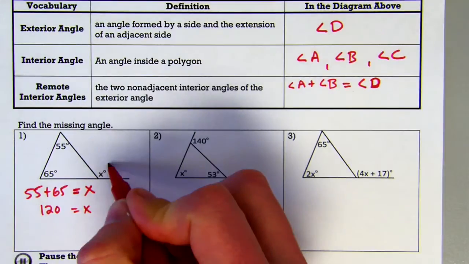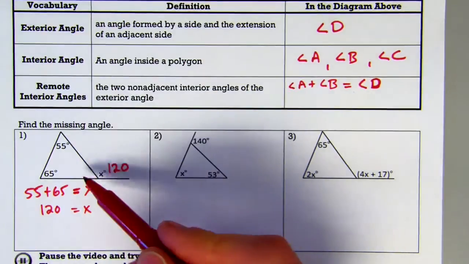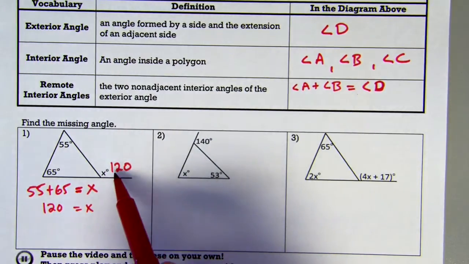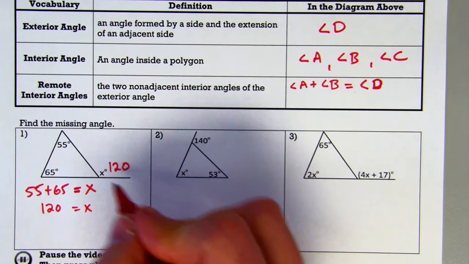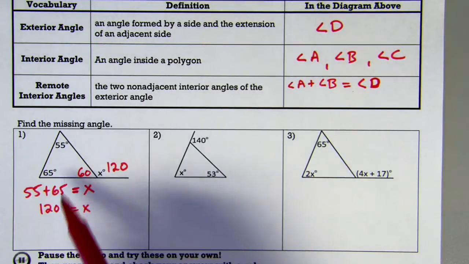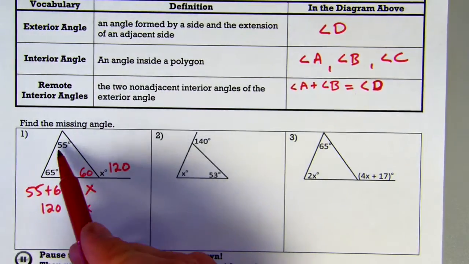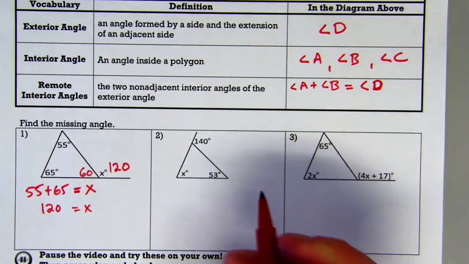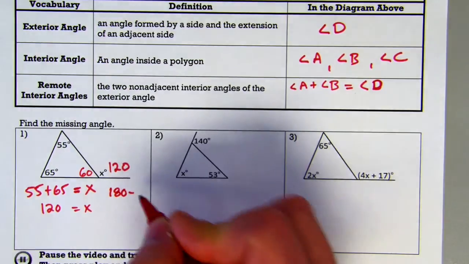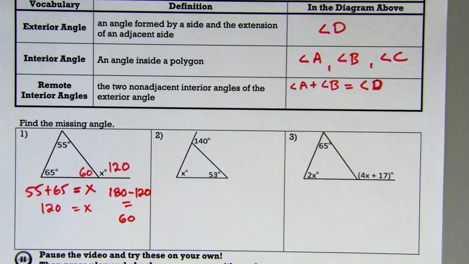So 120 is my answer. If I want to check that, I can go ahead and find out my third angle of my triangle. If I use the supplementary rule, I would know that it is 60. And then if I wanted to use my triangle sum theorem, I would know that it is the difference between 180 and 55 and 65. So 180 minus 55 and 65 is 60. So yes, I know that that works.